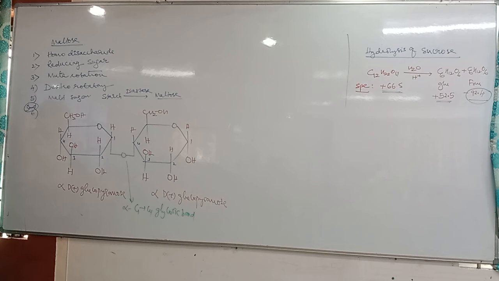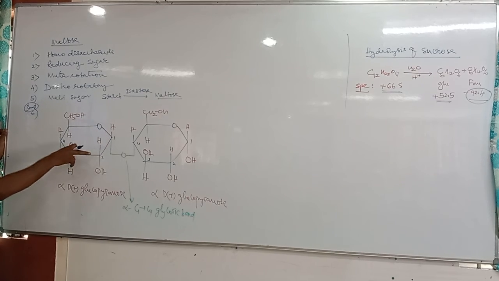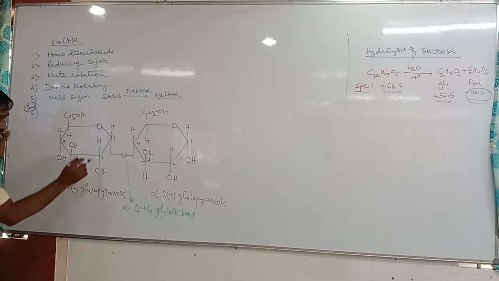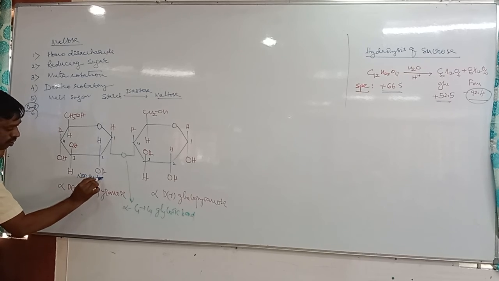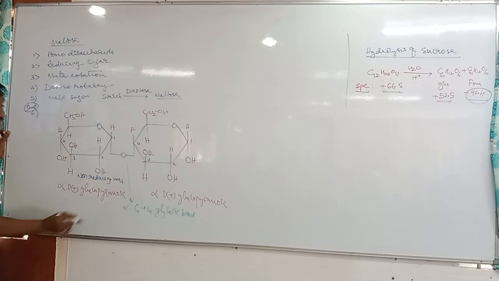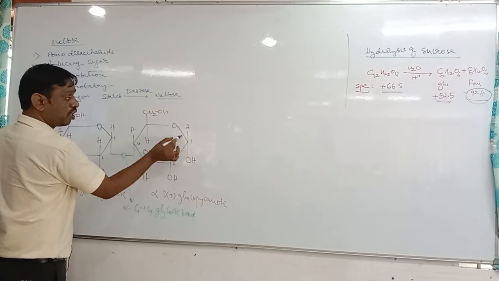Now tell me, in this molecule, which is the reducing unit and which is the non-reducing unit? First molecule: is it a reducing or non-reducing unit? It is non-reducing. Why? The first carbon aldehyde group is already involved in a glycosidic bond. A glycosidic bond is a strong bond, so it cannot convert into an aldehyde group. It is a non-reducing unit.